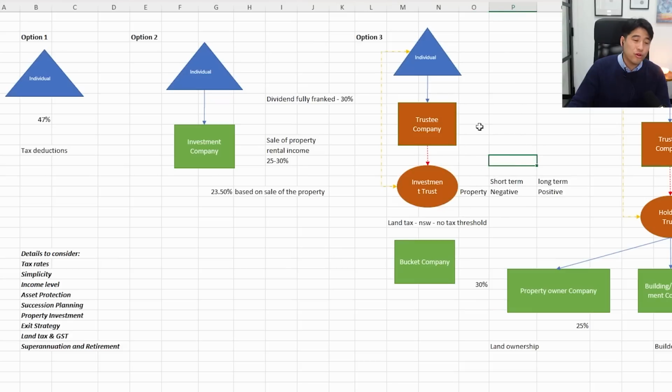The only downfall about this is that you're paying a lot more in accounting fees because you've got to pay accounting fees for the bucket company and the investment trust. So you're doubling the amount of accounting fees by doing that. Sometimes, I don't even know when they're going to actually start being positive.